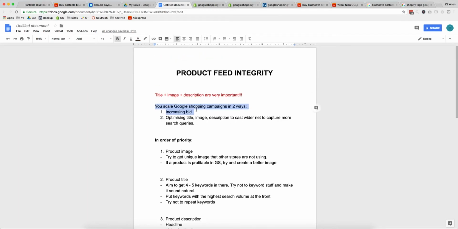When you're running Google Shopping ads, there are two ways to scale a campaign. The first is simple: increasing your bid, so bidding more for traffic. The second is optimizing your title, image, and description. What this does is cast a wider net to capture more search queries, right? If you have a title that has 5 or 6 keywords, that product is going to show up for more search queries than a title that has one or 2 keywords in it. And if you have a really good and unique image, your click-through rate is going to be higher, so you're going to get more traffic onto your page. And a description does the same thing in terms of capturing more keywords.